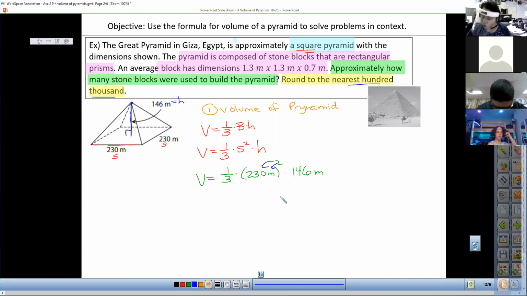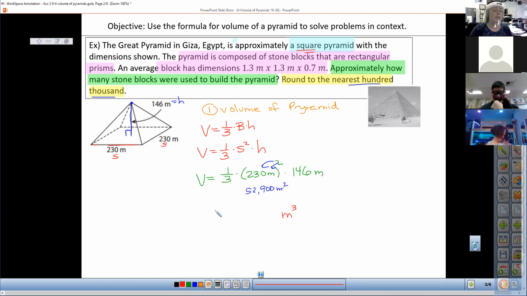So 230 times itself, or 230 squared, is going to be 52,900. So this is 52,900 meters squared. And I want to show this because I want to make it clear that our units are going to be meters cubed, or cubic meters, because we have meters squared times meters. So that's going to give us meters to the third power, or cubic meters.